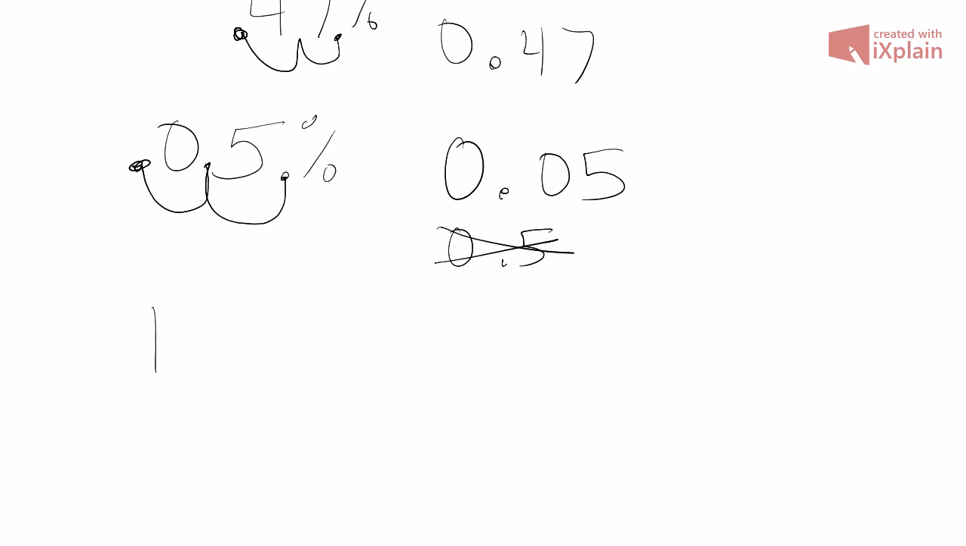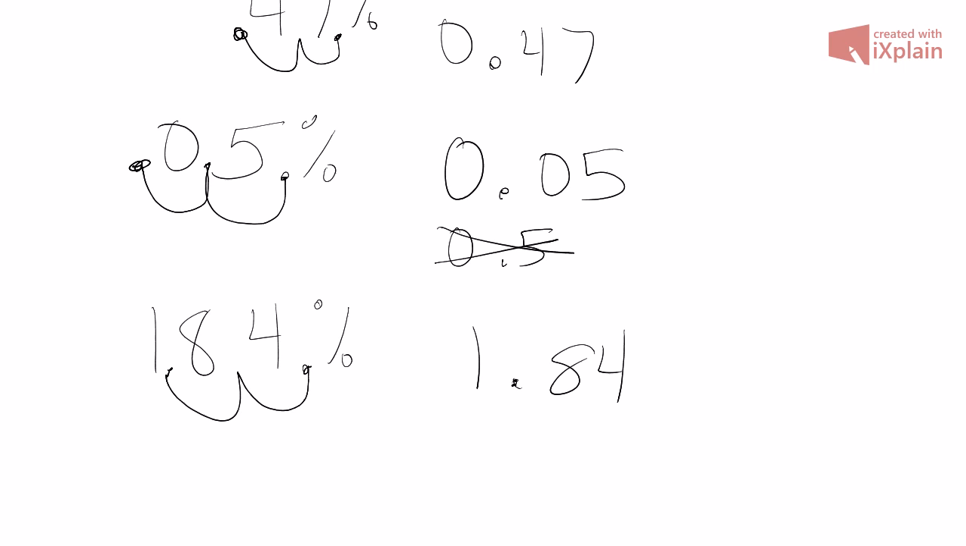If your percent's bigger than 100%, then we're just going to move it over two places. So we have the 1.84. Okay, so that's how you do these. It's really not too hard. It's one of the easier things that we're going to do.